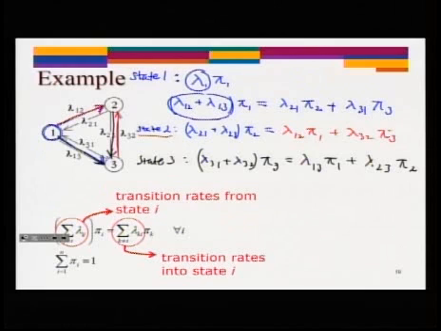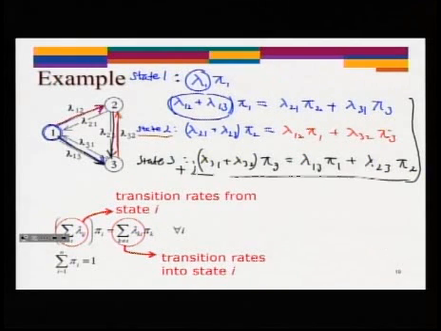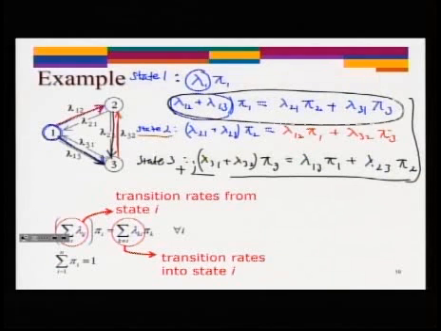But I got to tell you that these three equations are linearly dependent, okay? Which means if you add up all of these three equations, then the left-hand side is equal to the right-hand side, okay? So what you need to do is arbitrarily choose one of them and discard it. So, for example, you can take the first equation out.